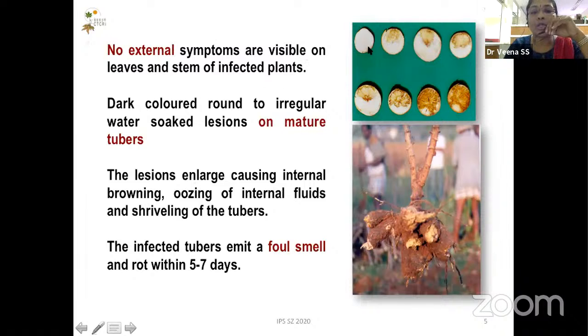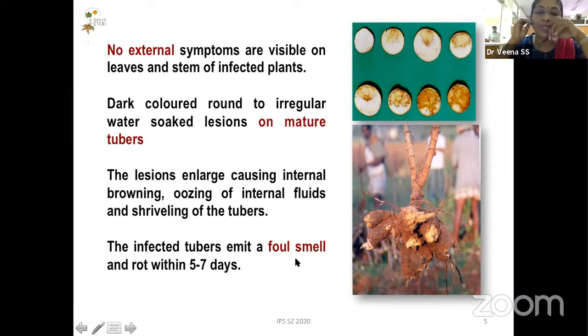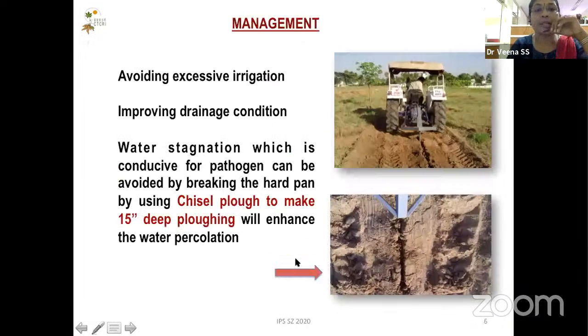Dark colored, round to irregular water-soaked lesions develop on the mature leaves. The lesions enlarge, causing internal browning, oozing of internal fluids, and finally the shriveling of the tubers. So the farmer will come to know only at the time of harvest. When he lifts the plant, there will be nothing and it comes off very easily. Infected tubers emit a foul smell and rot within 5 to 7 days.